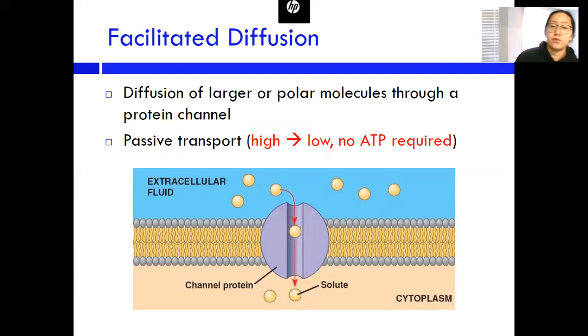Facilitated diffusion is diffusion of larger or polar molecules through a protein channel. Because if you're moving large molecules or polar molecules, the cell membrane doesn't like that. The cell membrane could rip. So we're going to use special protein channels, which are basically acting like car tunnels, right, when you're driving, to move the stuff that we're trying to move through the cell membrane. And these protein channels are more sturdy than membranes, so it makes it a little safer to move them. And again, it's still passive. It's still high to low, no ATP required.